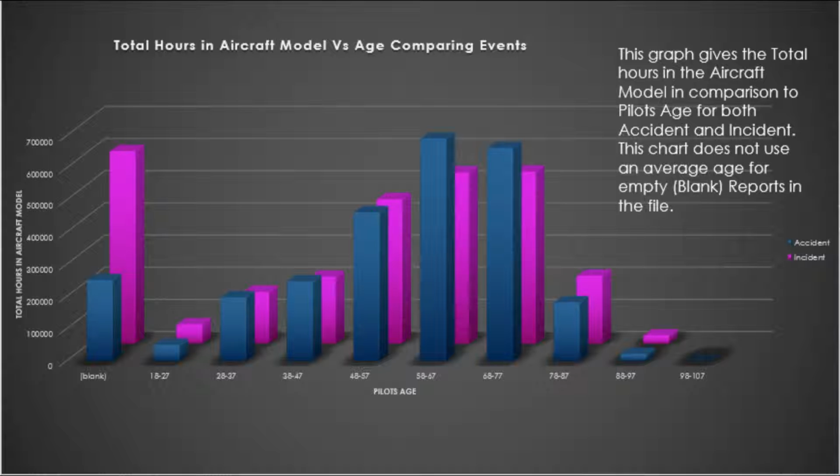The interesting point to this graph is that the lowest age groups and the oldest age groups have more incidents and fewer accidents. But in the ages between 58 to 77, the number of accidents surpasses the incidents quite a bit when comparing the total flight hours in the model of aircraft per report type. All the graphs are showing similar results of more accidents and incidents for pilots who are older and have more flying hours or flying experience.